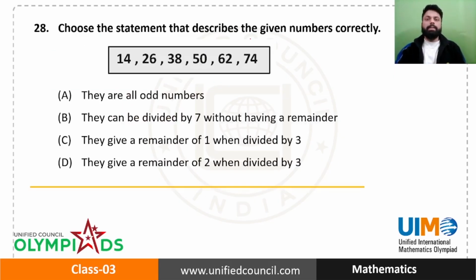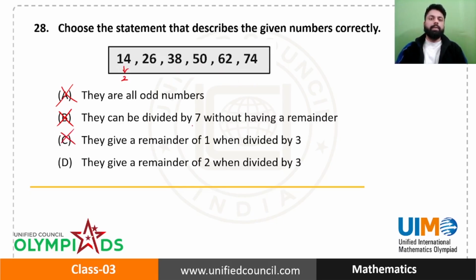Choose the statement that describes the given numbers correctly. 14, 26, 38, 50, 62, 74. They are all odd numbers? No, all of them are even. They can be divided by 7 without leaving any remainder? 14 can be divided, but in case of 26, the remainder is 5. In case of 38, the remainder is 3. Here the remainder is 1, here the remainder is 6, here the remainder is 4. So no. They give a remainder of 1 when divided by 3? When you divide by 3, here the remainder is 2. So not the correct one.